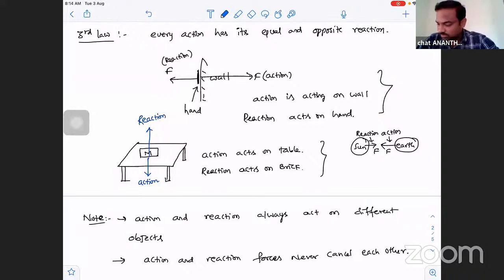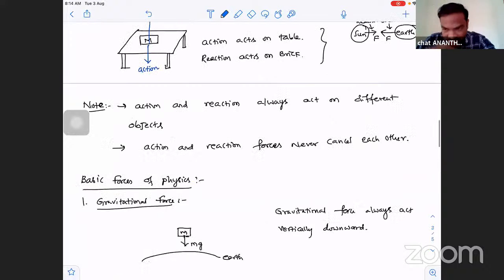Understood? So that's why I've given one example. As you keep a block on the table, the block will apply some force on the table. That we take as action. Then the table will apply the force on the block, that we call reaction. So reaction is acting on the block, action is acting on the table. So that's why I've given one note: action and reaction always act on different objects. They don't act on the same object.